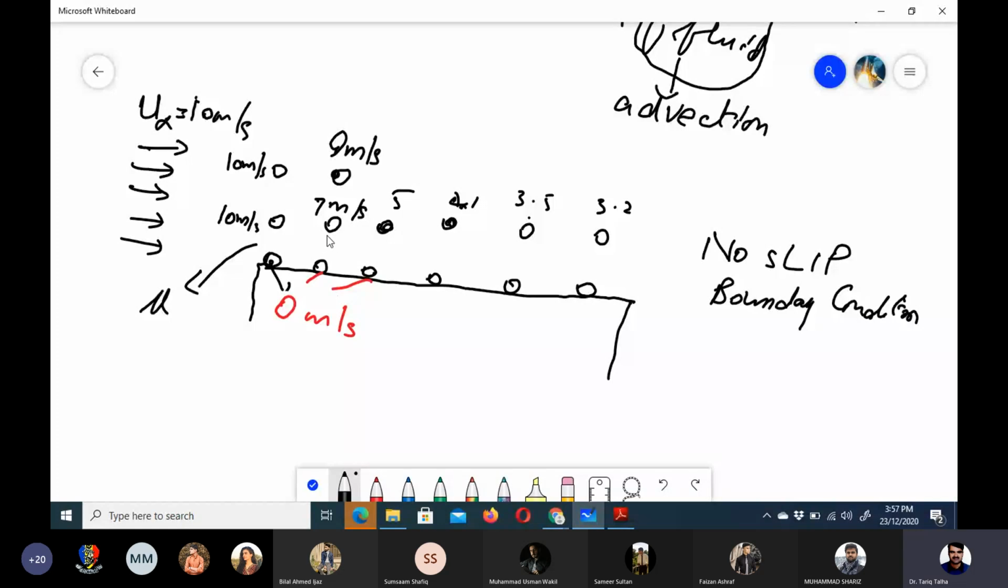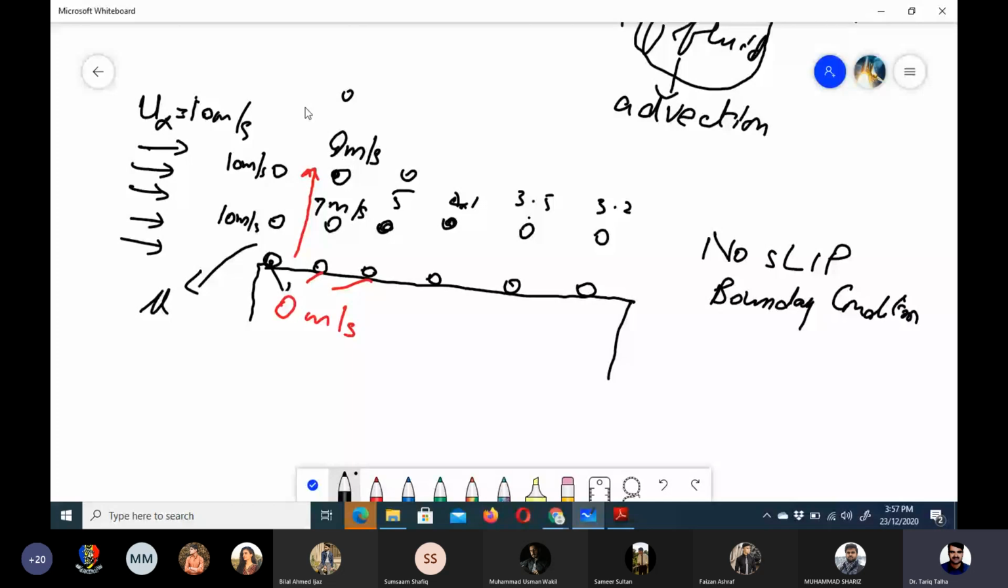So it means that as we move away from the wall, the velocity increases. If I show it here, as we move away from the wall, the velocity of molecules increases from 0 to, because if there is another layer, then maybe it would be 9.5, and then there would be a layer here, the next layer, that would have a free stream value of 10 meter per second, right?